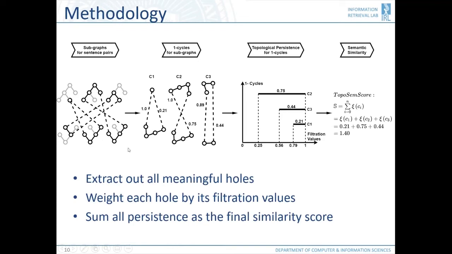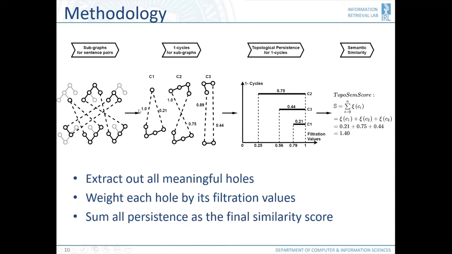And then we weight each hole by its filtration value. That's where the filtration value takes part. How do we decide the filtration values? Each hole has two filtration values, because they have at least two edges to form a hole. So we use the similarity between the two words as the filtration values. Which value do we use as the weight of this hole, not this edge? We use the minimum one.